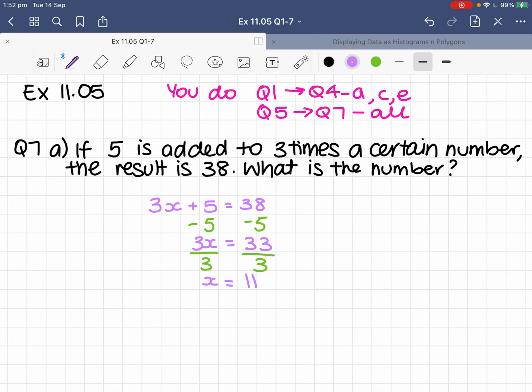Okay, remember you can check your work. How you check your work is you sub your number back in. So we'd have 3 times 11 plus 5 equals 38. And then in your calculator, just go 3 times 11 plus 5 and you get 38. Because both sides of our equal sign are balanced, they're the same, it means that we have got the correct number.